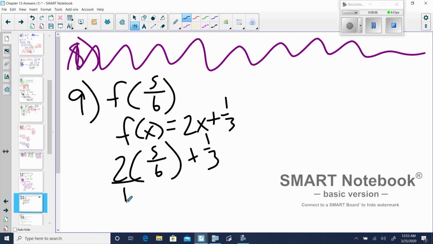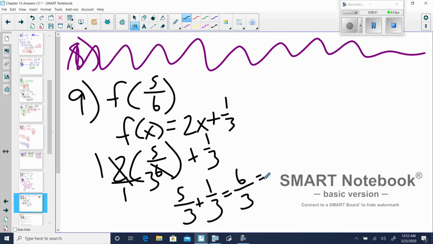So we have in our numerator a 2. In this denominator, we have a 6. So 2 goes into 2 once, 2 goes into 6 3 times. So we have 5/3 plus 1/3, which gives us 6/3 or 2. All right?